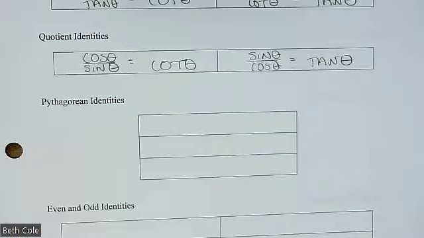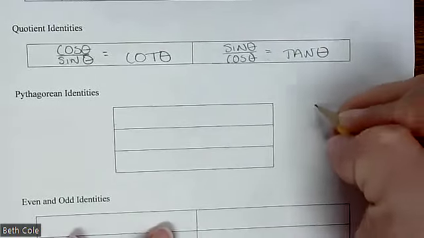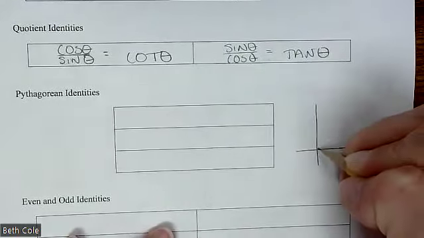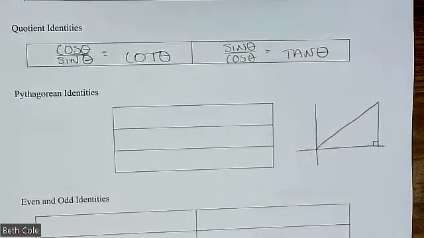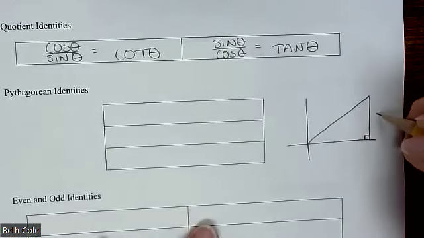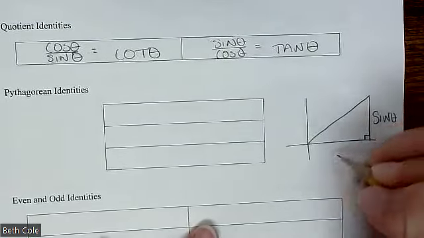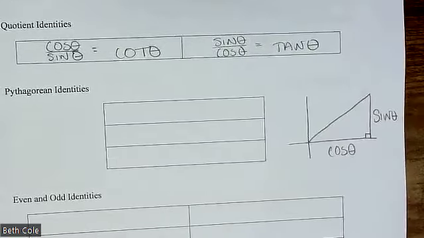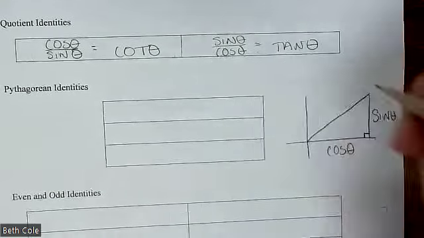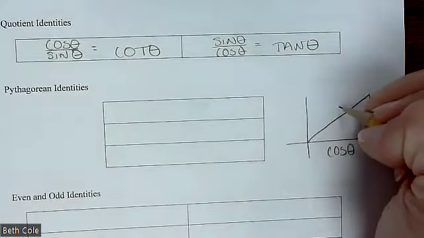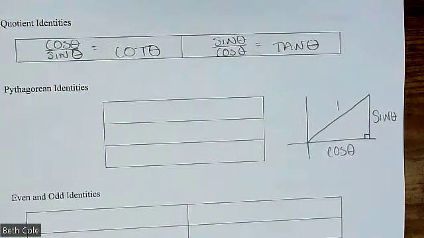These next three are Pythagorean identities, and they come from the Pythagorean theorem. So I'm going to explain it with a triangle. Go ahead and draw a triangle in quadrant 1. The y value is sine. The x value is cosine. If you're on the unit circle, what is the hypotenuse or the radius of the circle? I heard somebody say it. 1. It's going to be 1.